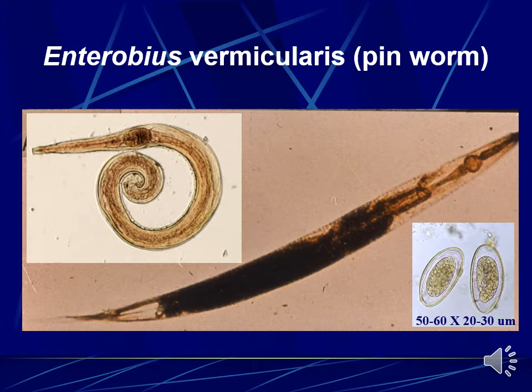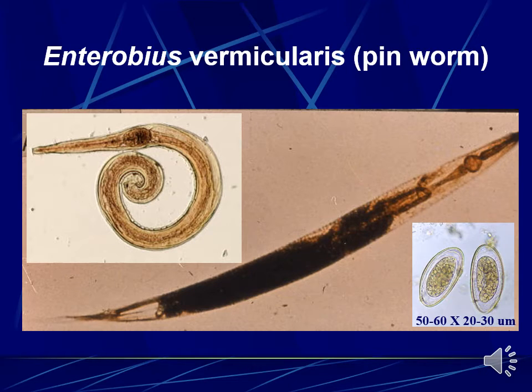So usually this parasite causes infection by ingestion of eggs, by inhalation of eggs, and sometimes by what we call autoinfection, because at night the female crawls to the perianal skin and lays eggs there, and the eggs can hatch within 4 to 6 hours, and they can crawl back, causing autoinfection. This parasite is very common among children because of their unhygienic behavior.